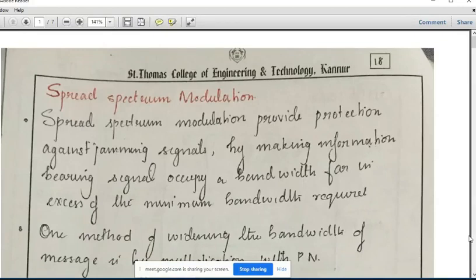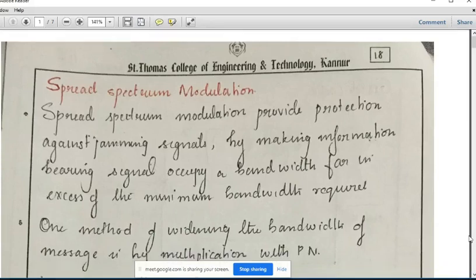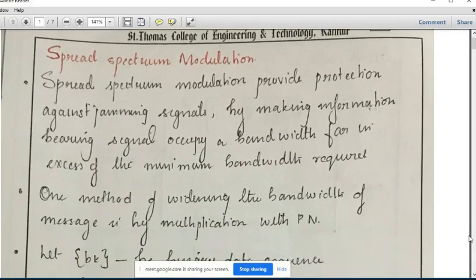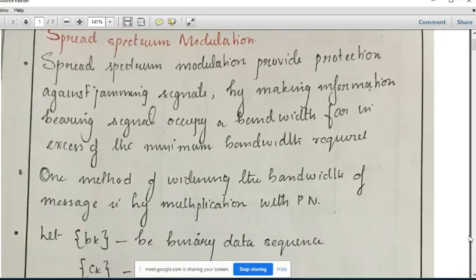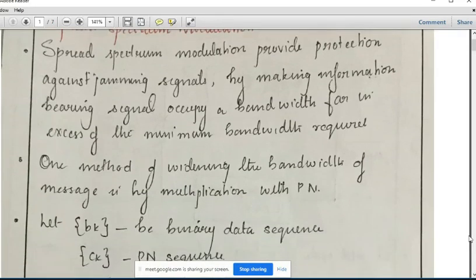So the original information bearing signal now occupies a bandwidth which is far in excess of the minimum bandwidth required. There are several methods of widening, and one method of widening the bandwidth of the message is by multiplication with a PN, that is, pseudo noise sequence.